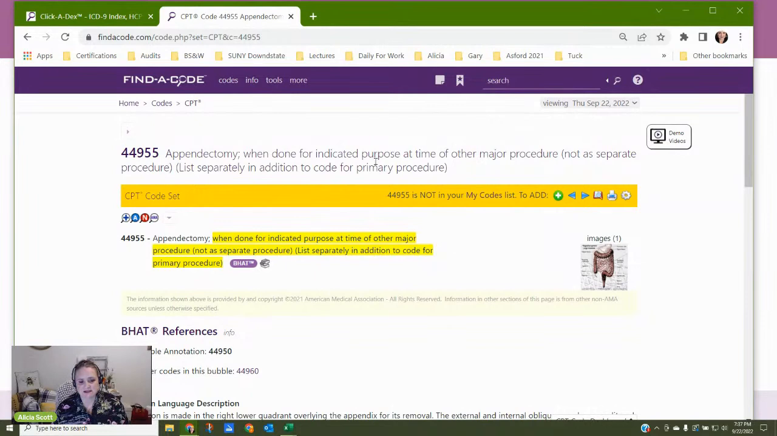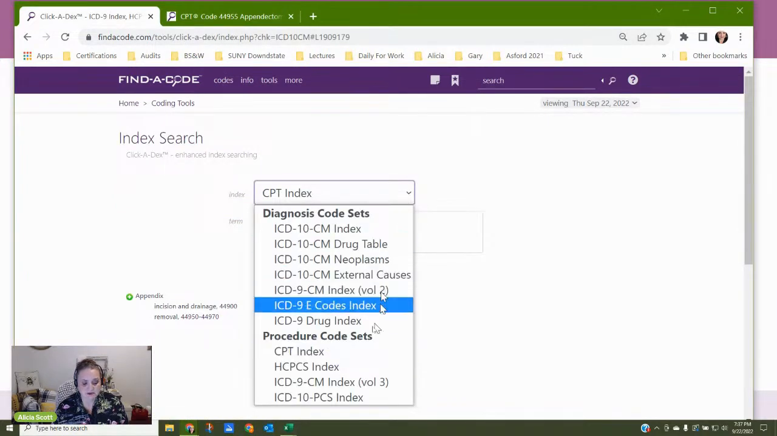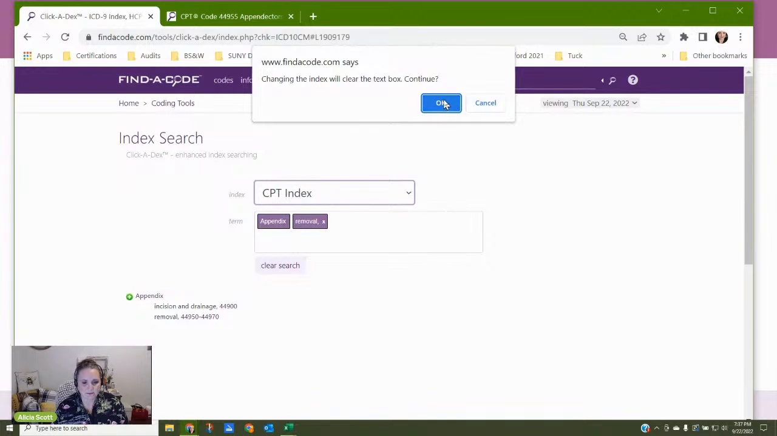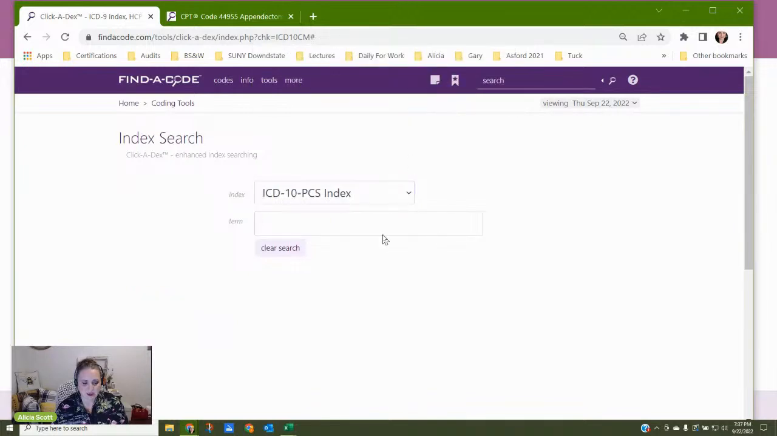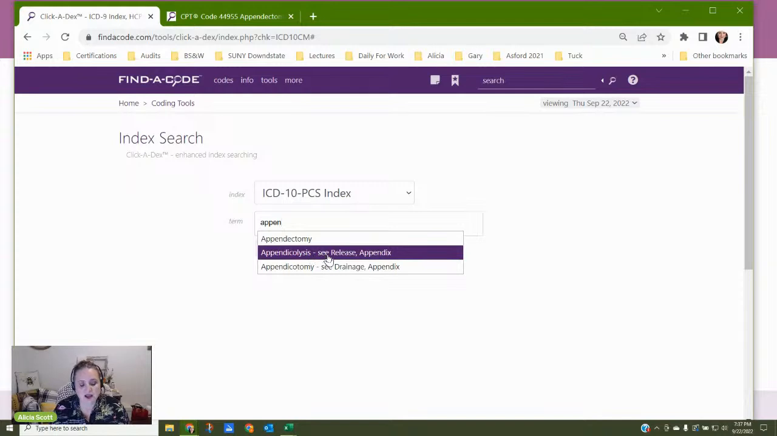But what if it's PCS? What if we're needing to use the PCS code? So let's just go to the different code set because it's looked up differently. Yep, I want to change code sets. And we're now in PCS. PCS works very differently, the index and stuff works differently. So I can try to put in appendectomy. Oh, well, it did. Okay. It's under a release.